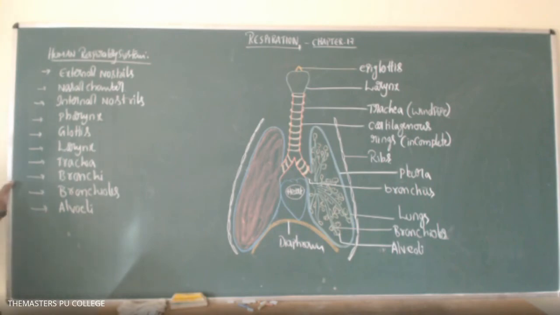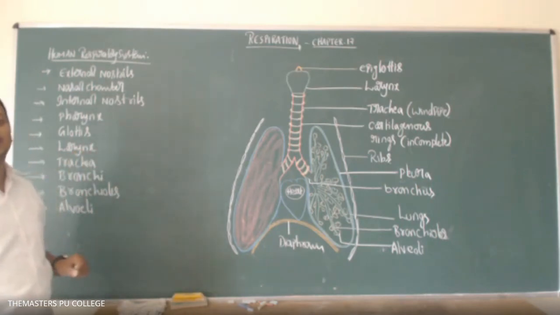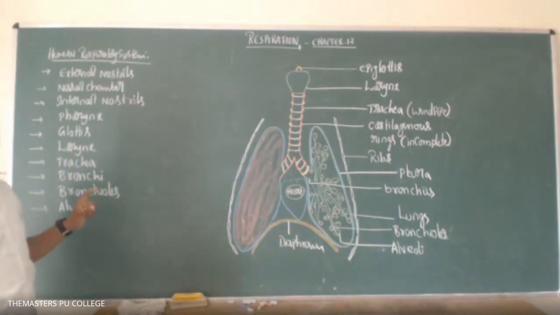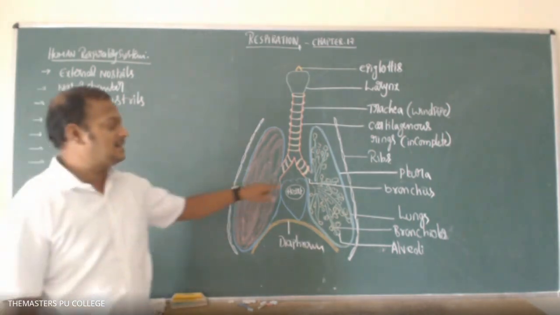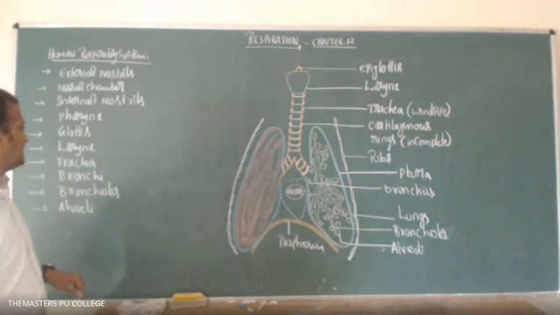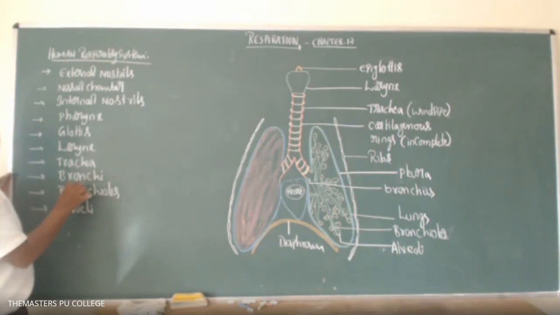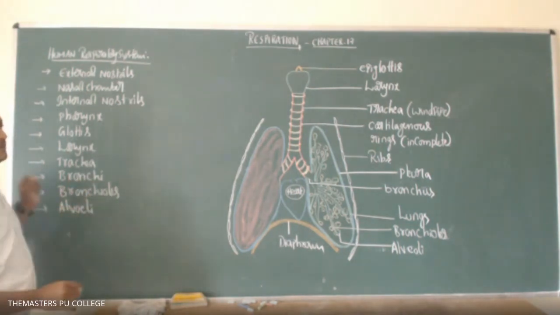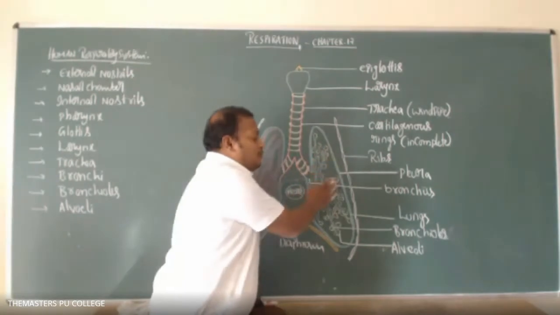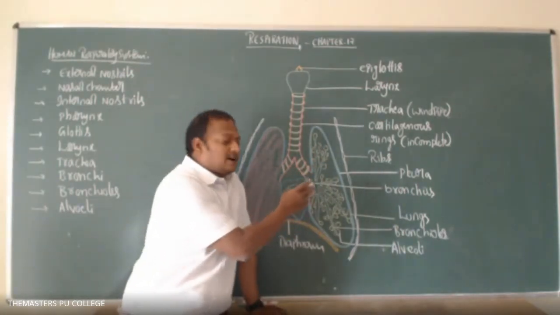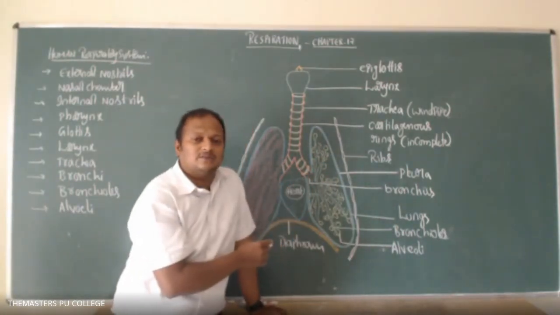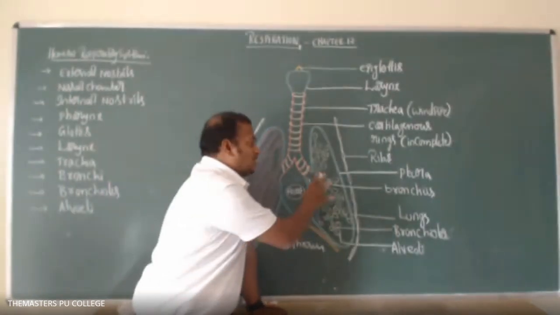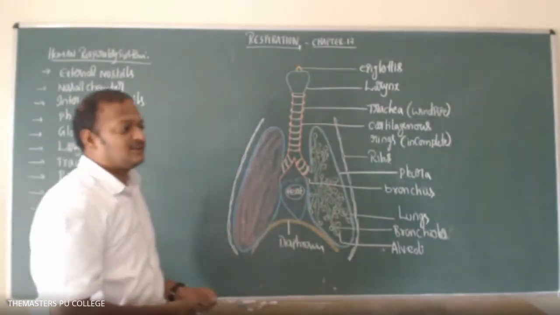Alveoli. And you should remember an important point. Among these parts, which are presented inside of the lungs? So bronchi are further divided into bronchioles. That is, the complete branches of the bronchi and the bronchioles also, along with alveoli, are all presented inside of the lungs. Are you understanding or not?